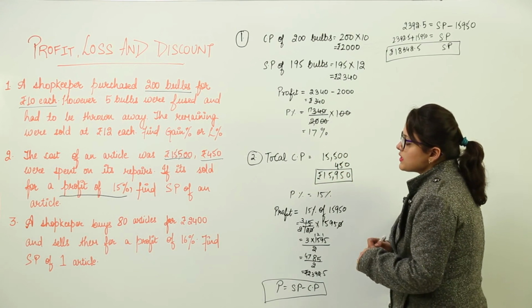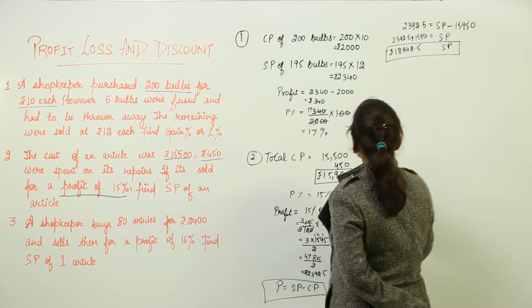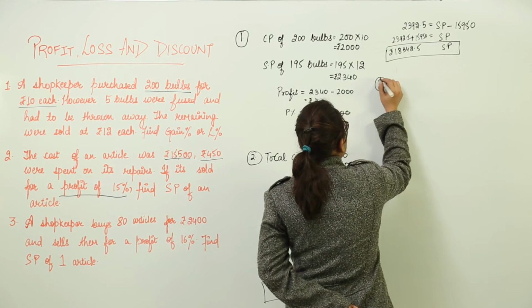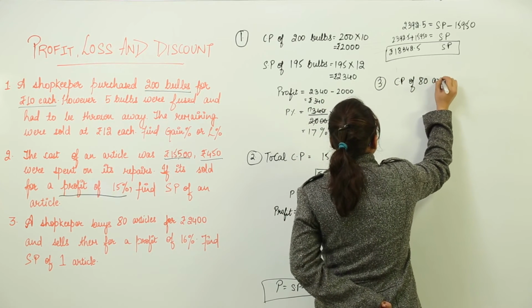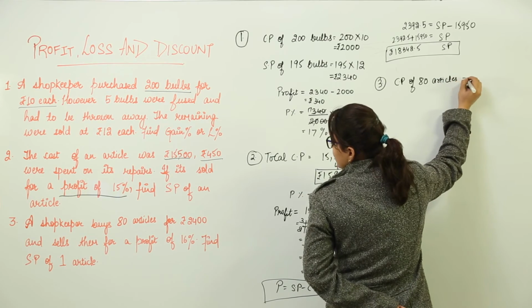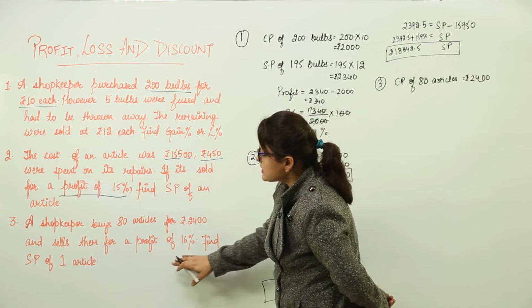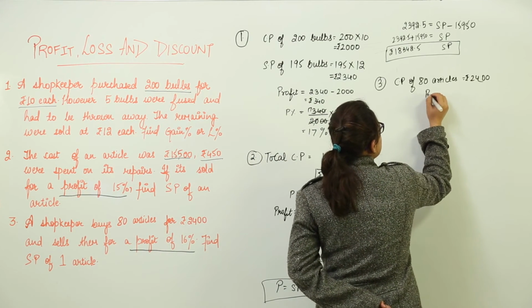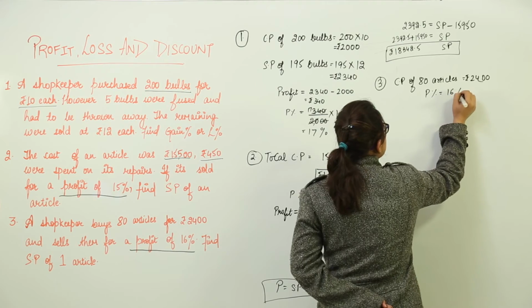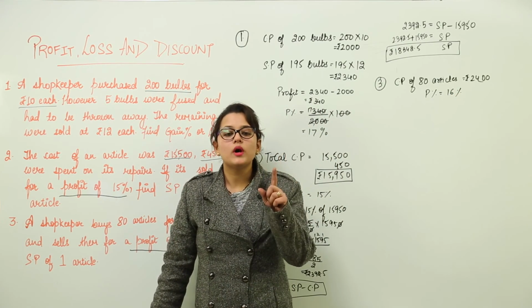The third type of question is, a shopkeeper buys 80 articles for rupees 2400. That means we can write the cost price of 80 articles will be equal to how much? 2400, right? The next statement goes, and sells them for a profit of 16%. Now again the profit percent has been provided to us, that is 16%. We have to find the selling price of one article.